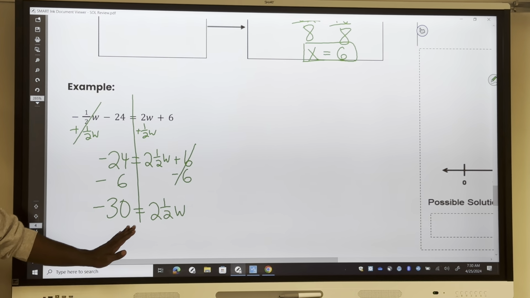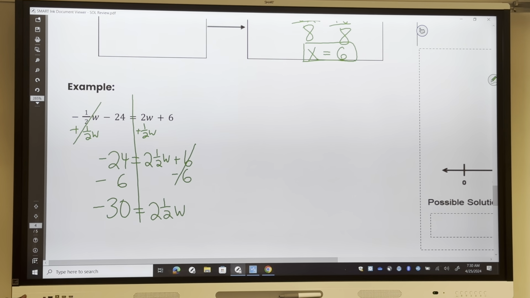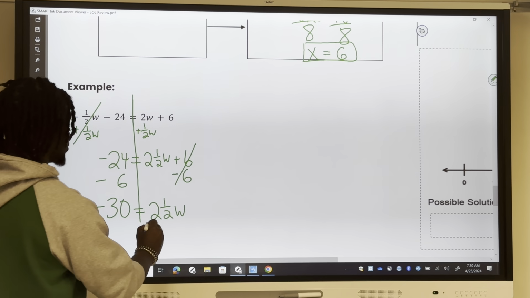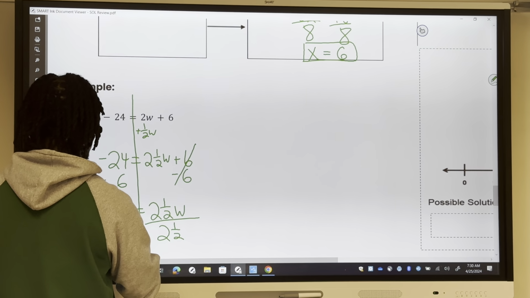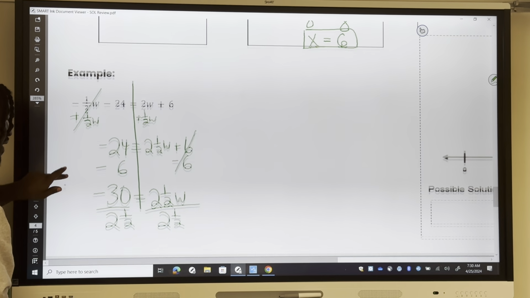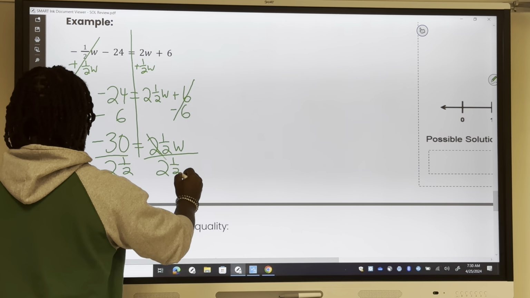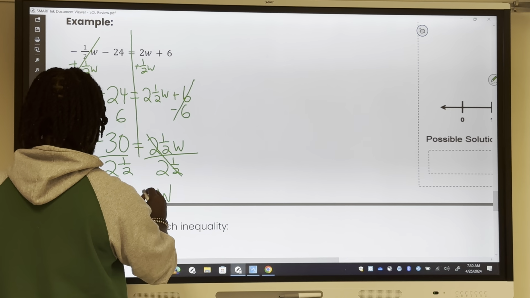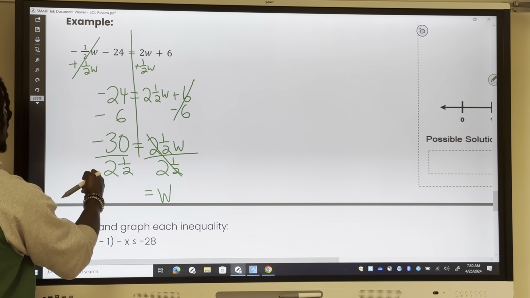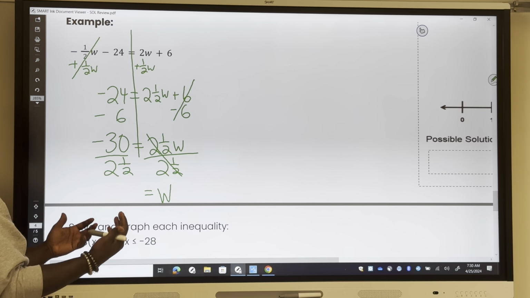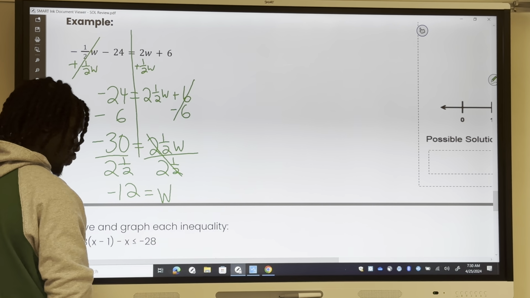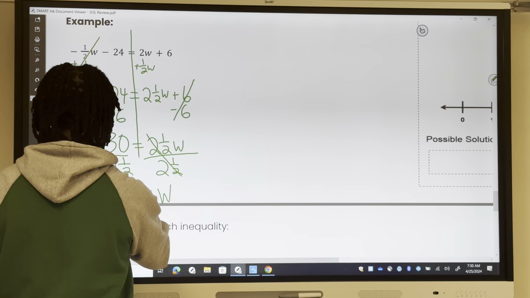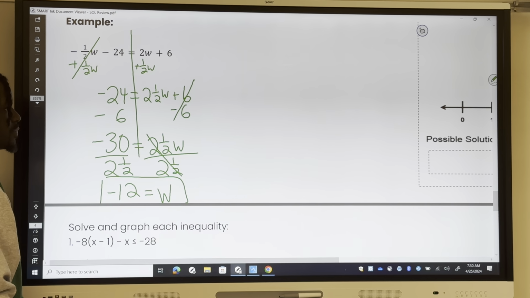So again, to get the w by itself, I am just gonna divide by 2.5, either way, okay? That is gonna cancel, leaving me with w equals -30 divided by 2.5. Again, you put that into decimals and you will end up with 12. That is your answer, all right?